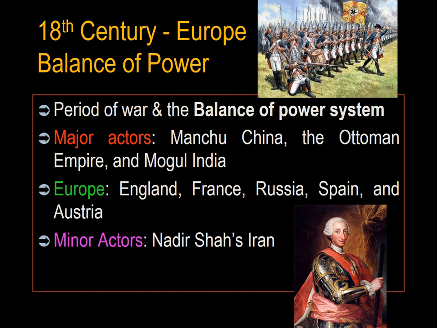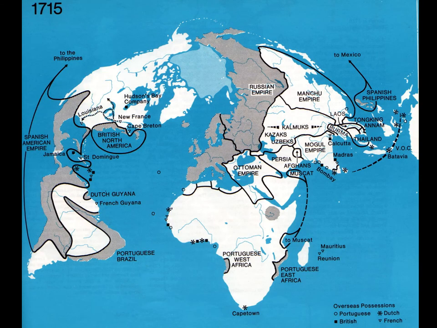Now, in this period, there were eight major global powers at the time, including Manchu China, the Ottoman Empire, and Mughal India. But all of these were in relative decline, and they were isolated from each other because of the European domination of the oceans. There was, of course, the Nadir Shahs of Iran. They had tried to build a navy, but their navy was destroyed by the Europeans. And then you had the main European states, England, France, Russia, Spain, and Austria. So this is the distribution of power in the world, the oceans controlled by the Europeans.